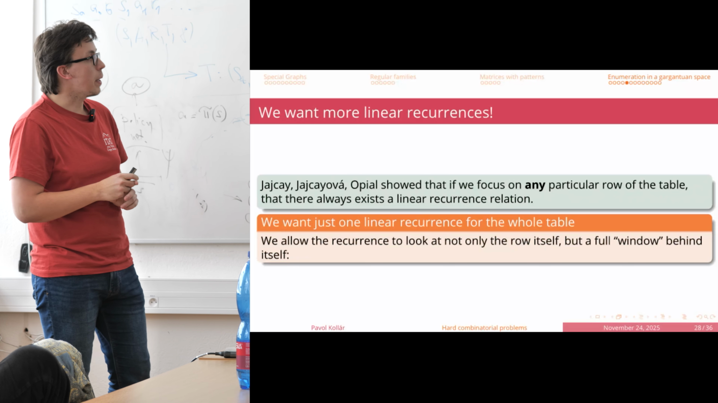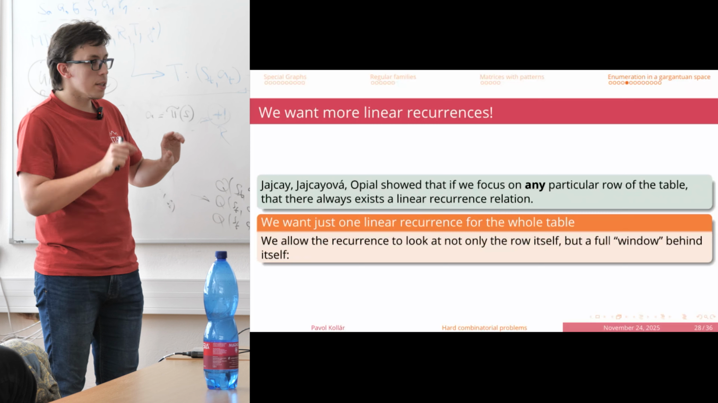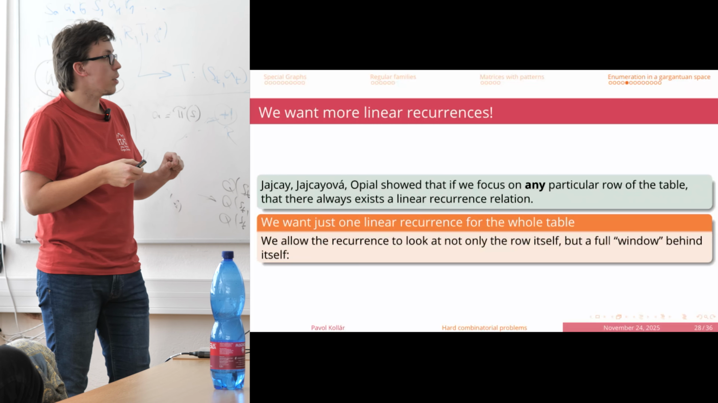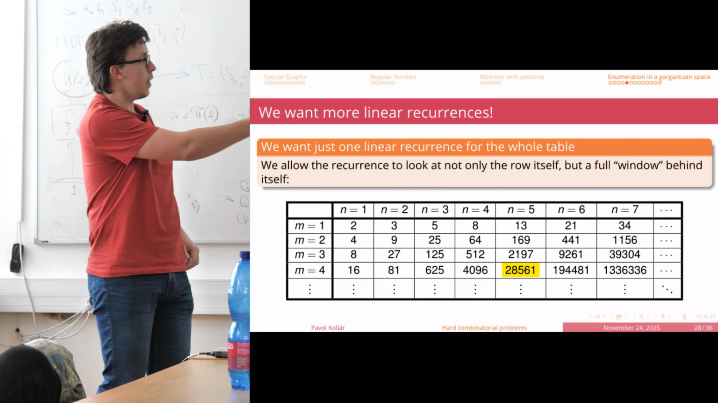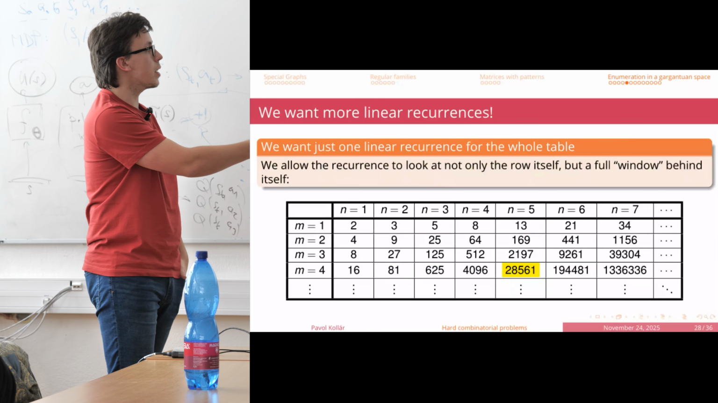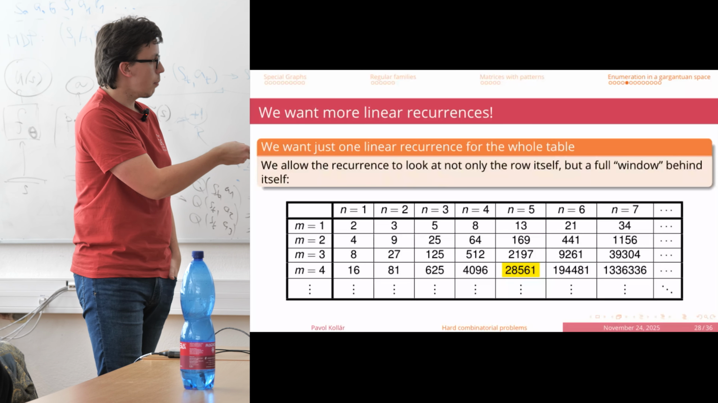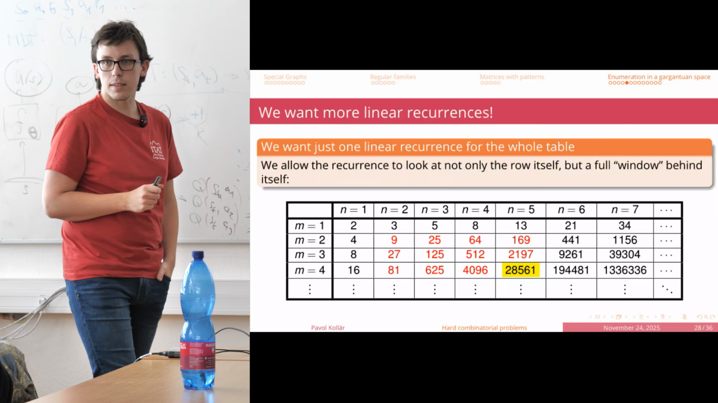And to make matters a little bit easier on myself, I will allow it to not just look at the previous values in a row, but also into the previous rows. So let's see how that looks. If I want to calculate this particular entry, what I can do is not only look at these values before, but also at some of the ones above it, let's say these.